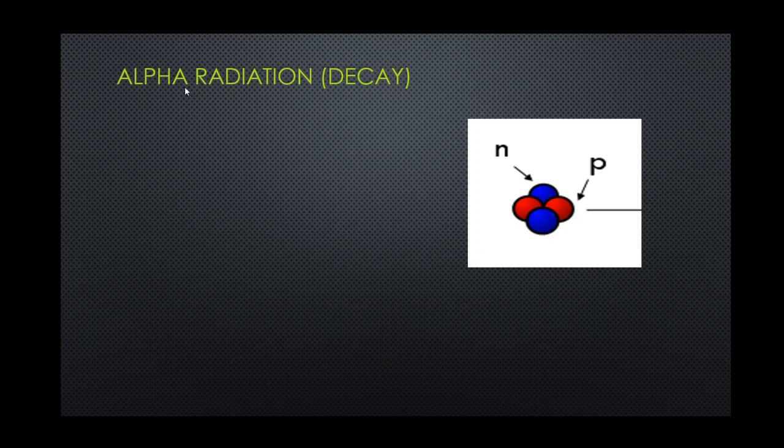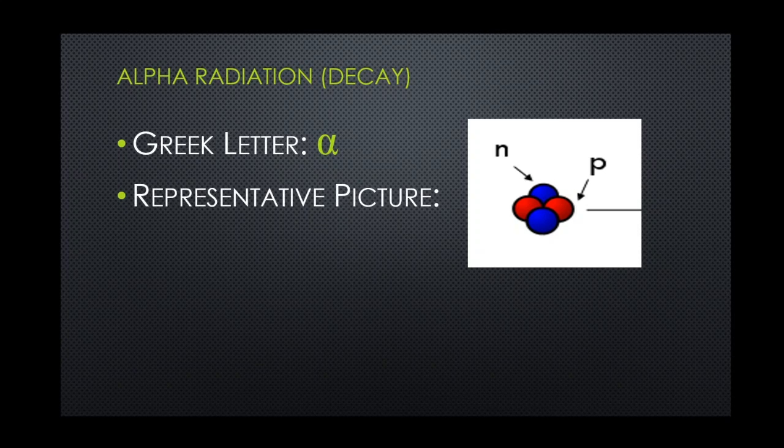Okay, so let's talk about our first one. This is alpha decay, and you can see alpha has 2 protons, which are the red, and 2 neutrons, which are the blue. It is designated by the Greek letter alpha, this funny looking kind of A or infinity. I'm not sure what it looks like to everybody. But this is the representative picture. This is what comes out from the decay, so this is what comes off of an atom.